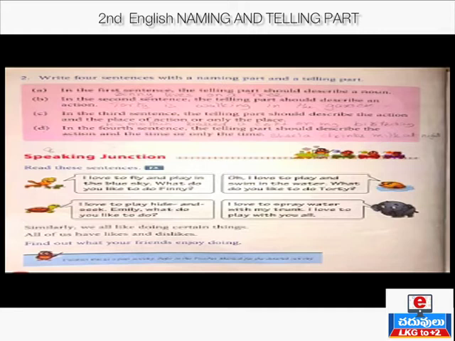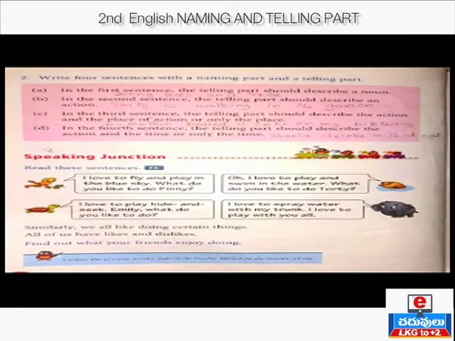Okay, children, first one we'll see. In the first sentence, the telling part should describe a noun. What should the telling part describe? A noun. Children, what is a noun? A noun is a word used to identify people, places or things. For example, Binny lives on a tree. Here Binny is a noun, a name. That is the naming part. The telling part should describe a noun. Binny lives on a tree.